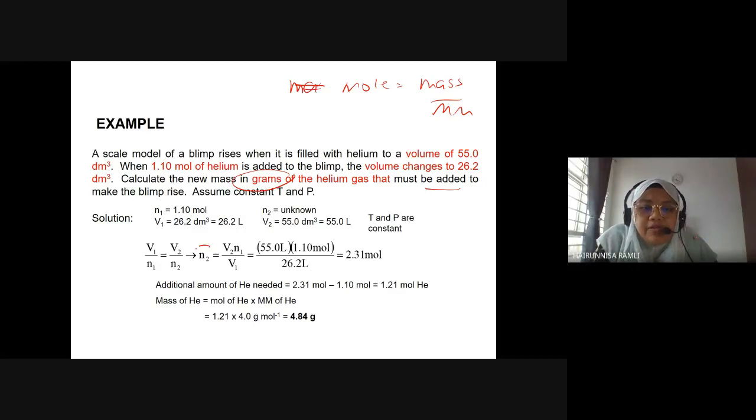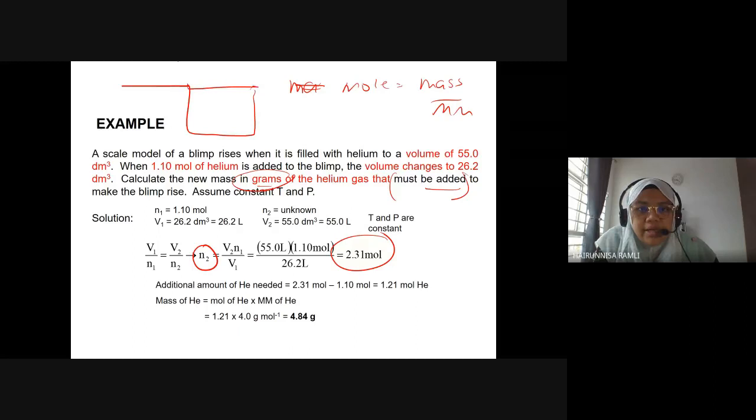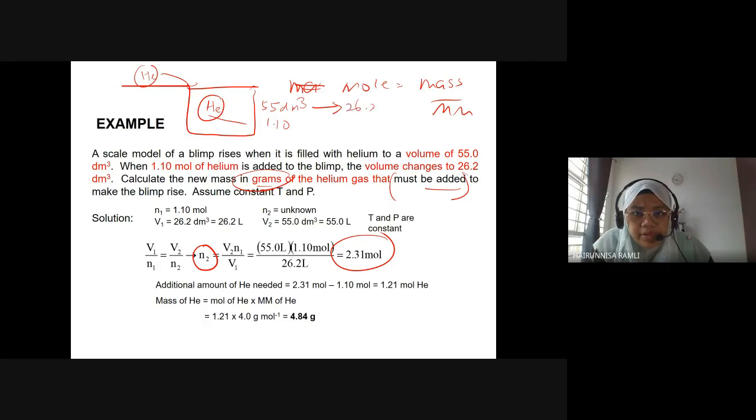Only when you calculate, first of course you have to find mole from the information given. So you have got mole here, and it wants mass. But if you look again, calculate the new mass in grams of the helium gas that must be added. Meaning, imagine in a container, there was helium earlier. So the original helium is 1.1, original pressure, volume 55 dm³. It adds more helium, and this dm³ drops to 26.2. It asks what is the mass when it is added. So when you calculate, the change in mole there is the change in mole that is in here. It wants the one here.